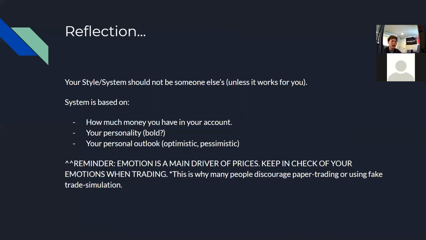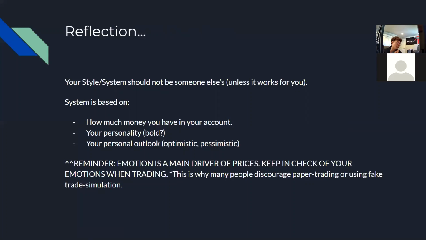This is why a lot of people discourage paper trading or using fake trade simulations, because you're not really using your own money, so you're not having the same emotional response as if you were using real money. So I would recommend, as I did, using real money, except very little amounts, so that you're not putting yourself at that much risk of losing all your money, but also have that emotional response when you're trading.